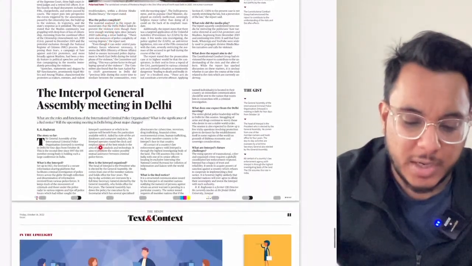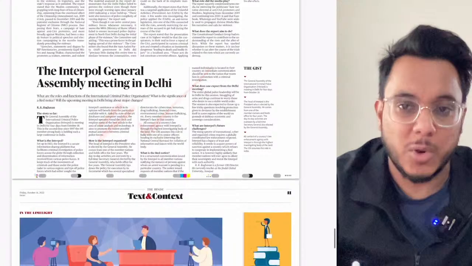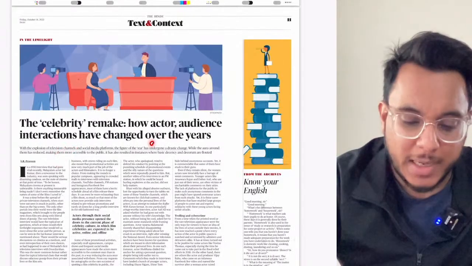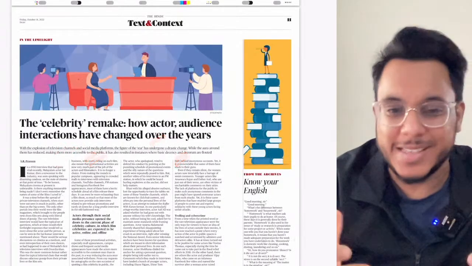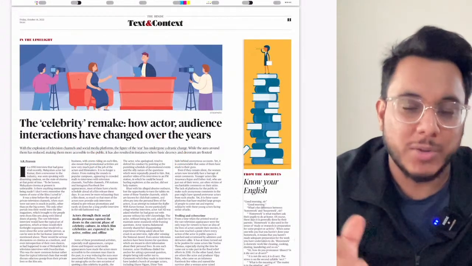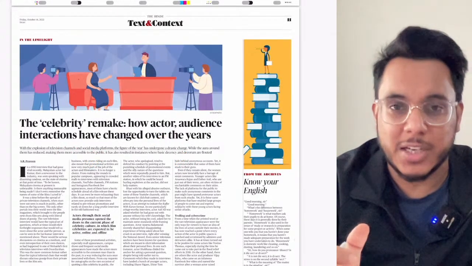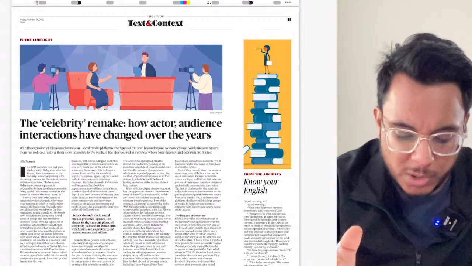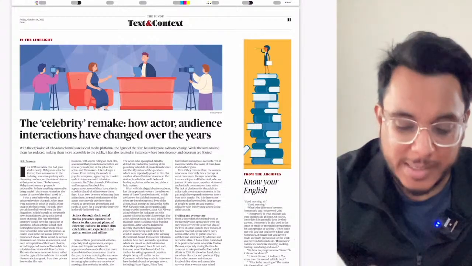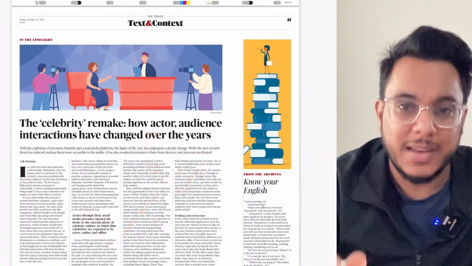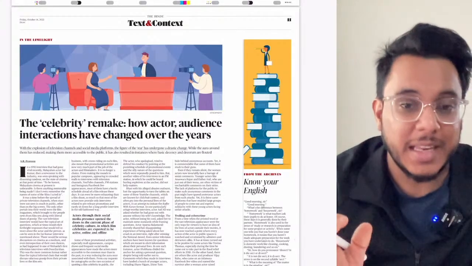Then Interpol General Assembly meeting in Delhi, we'll see this particular article. The celebrity remake, how actor audience interactions have changed. So guys, this article is talking about how celebrities are now giving interviews on Instagram, okay, and all those particular kind of things. So UPSC relevant substance is not there in the article, just a purely leisurely read, okay.